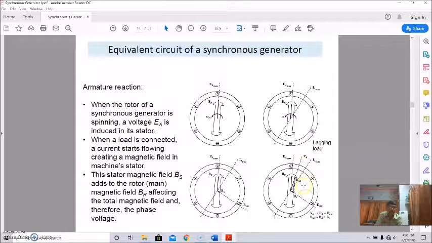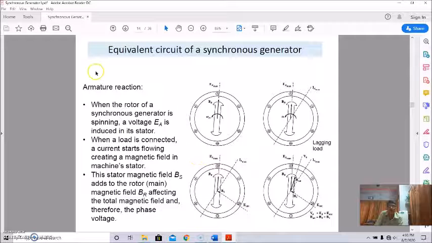And this is the stator induced EMF. This is the armature reaction voltage E stat. So V phi equals EF plus E stat. So B resultant equals BR plus BS. So this is BR, this is BS, and this induces E stator.